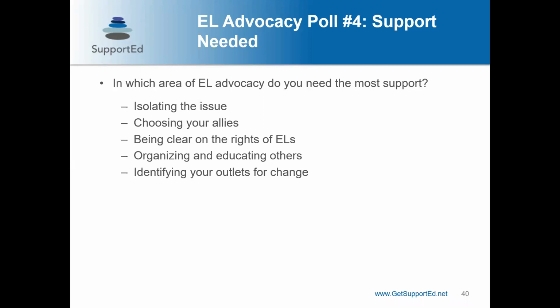Okay, I'm going to go ahead and end the poll and share the results. It looks like organizing and educating others is the biggest area with 45%, and also identifying outlets for change. It seems like isolating the issue, you've got that down, and choosing your allies. You generally know who to work with and who you would like to work with. Great, that really helps us all have a sense of where everyone's coming from.